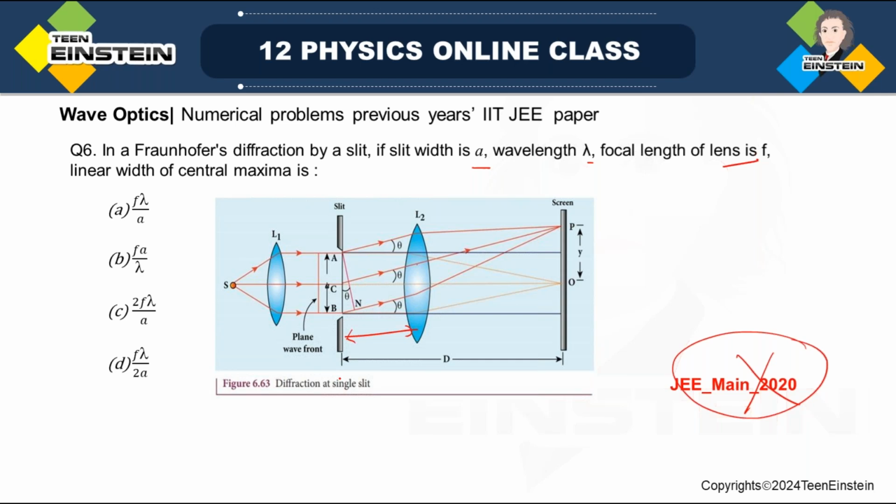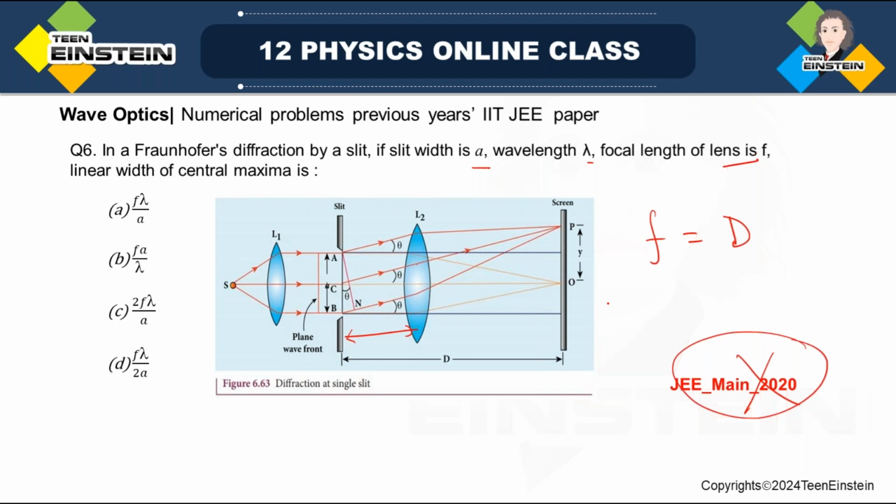What I'm trying to say is that the screen is kept at the focus of the lens, right? So this focal length has to be considered as D. First of all, this thing you have to understand. Now the question is the linear width of the central maxima. What is the linear width of the central maxima?